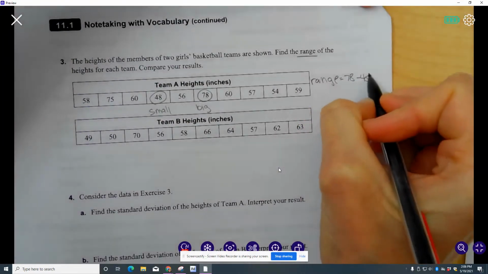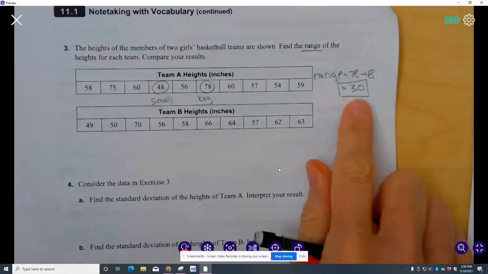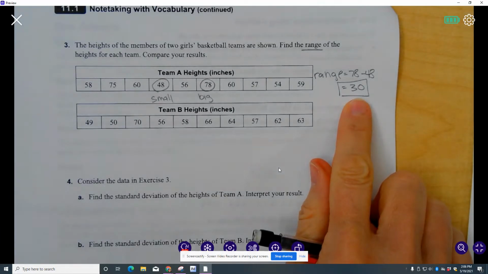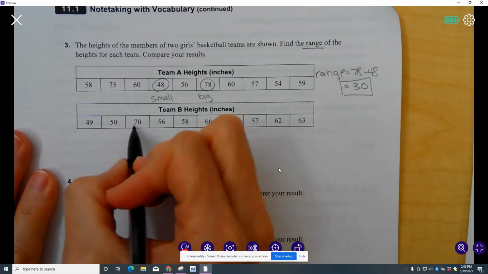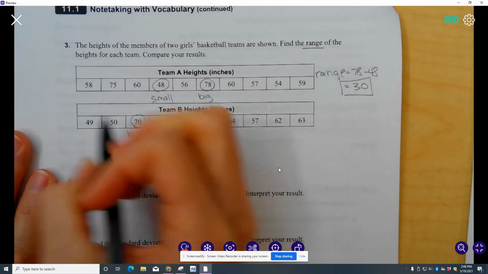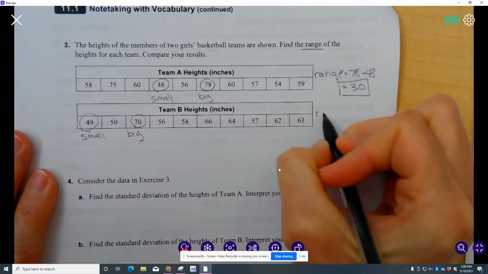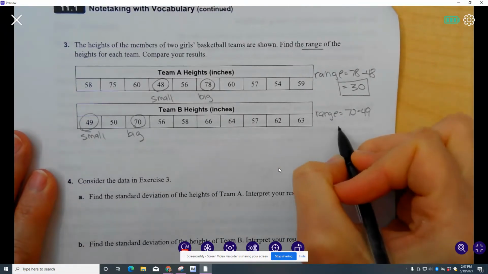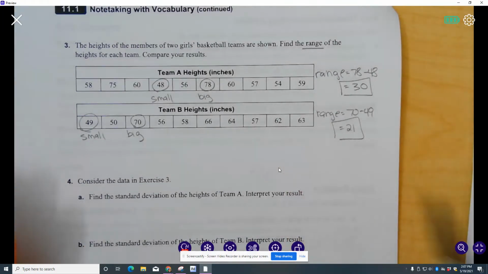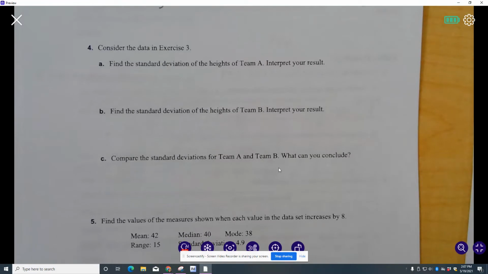78 minus 48, or a range of 30. Okay, so this means there are 30 inches between the smallest player and the biggest player. 30 inches, it's more than 2 feet. That's a lot. For team B, my biggest value is 70. My smallest value is 49. So my range for this data set will be 70 minus 49, which is 21. So less.